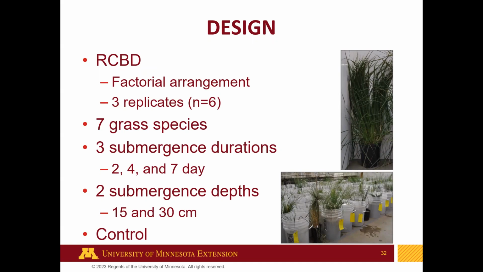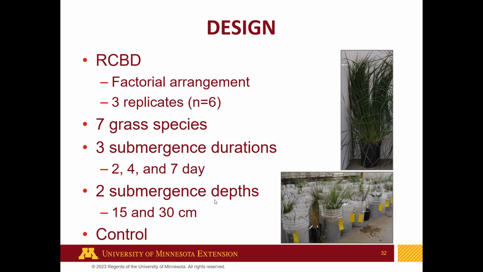And we chose 2 submergence depths of 15 and 30 centimeters, or about 6 inches and about 12 inches. Again, 6 inches would be the typical depth of residential rain gardens. But again, if you got a larger rain garden, maybe in a commercial setting, that depth could be a lot deeper. And that's why we chose a 12-inch depth as well. And then we also had a control that was not submerged.